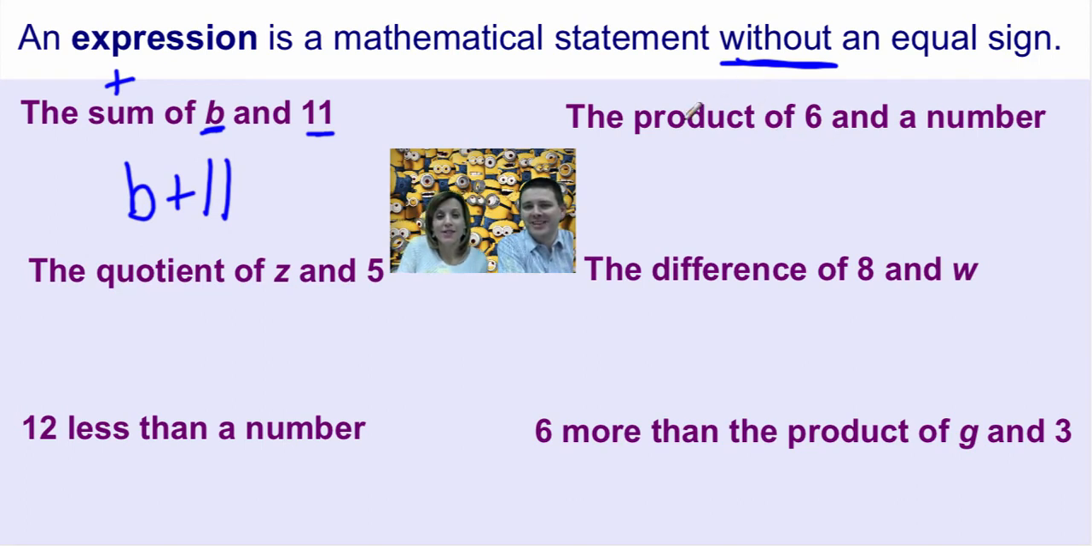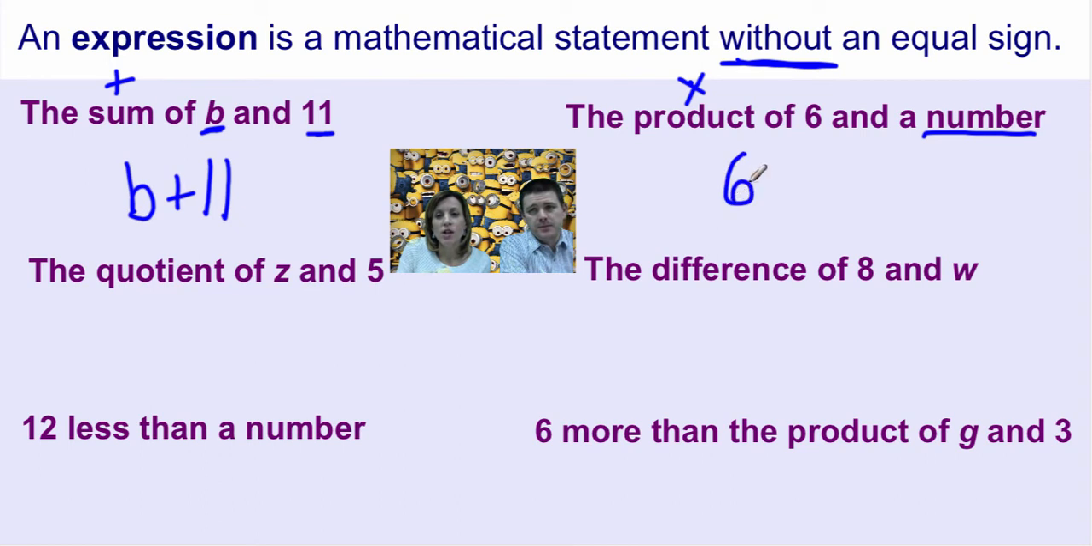You know, we just discussed product, meaning multiplication. So it's the product of 6 and a number. You may use any letter that you want to stand for a number. That doesn't mean make up your own number. It means put in a variable for the number.